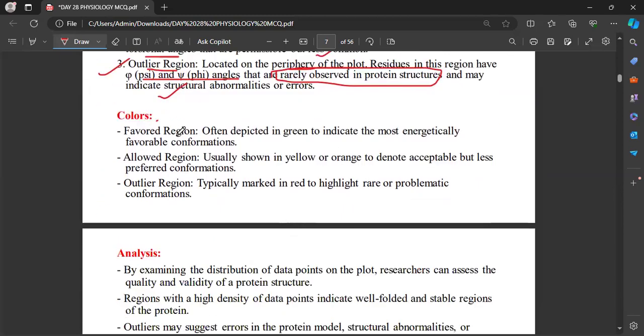Okay, now colors. The favored region is depicted in green, and it represents the most energetically favorable conformations. The allowed region is shown in yellow or orange to denote acceptable but less preferred conformations. The outlier region is marked in red. Why is it red? Because it is the danger symbol. Is there any problem? It will be depicted in the outlier region in red.